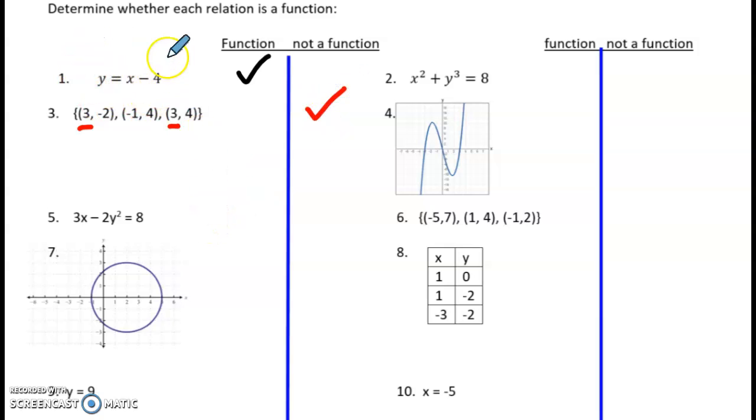Okay, that's not going to happen for y equals x minus 4. If I put 5 in for x and take 5 minus 4, I'm going to get 1 for y every time. Okay, so that's why that's a function.